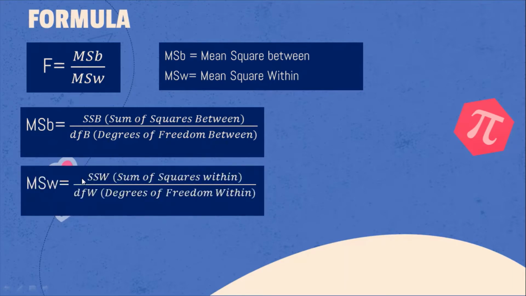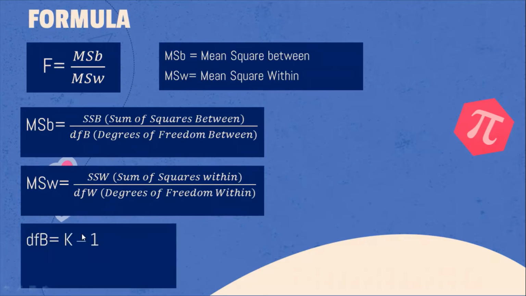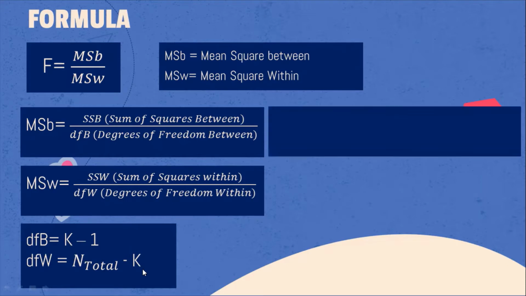In order for us to get the value of MSW, we need to divide the sum of squares within or SSW over DFW or degrees of freedom within. In order for us to get the degrees of freedom between, we need to subtract the total number of groups minus 1. In order for us to get the degrees of freedom within, we need to get the total number of frequency minus the total number of groups.